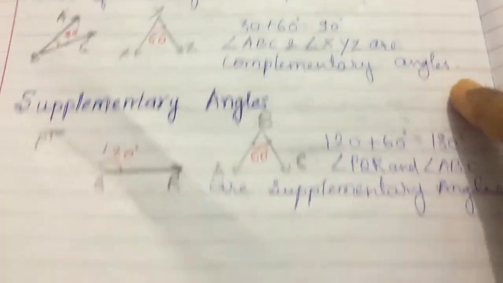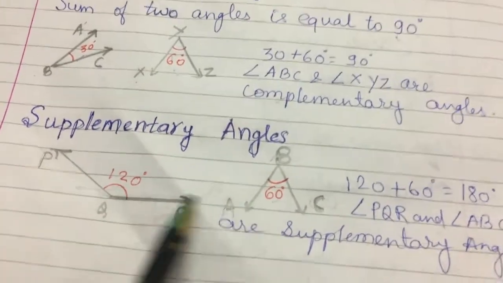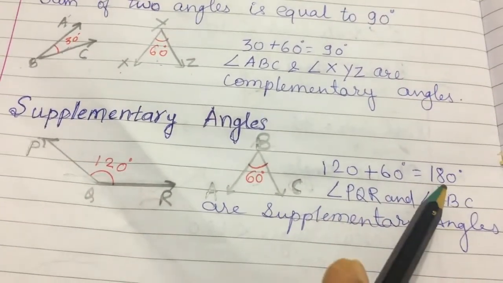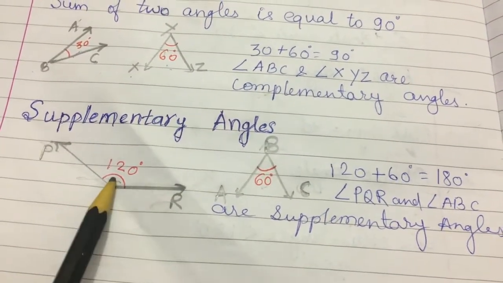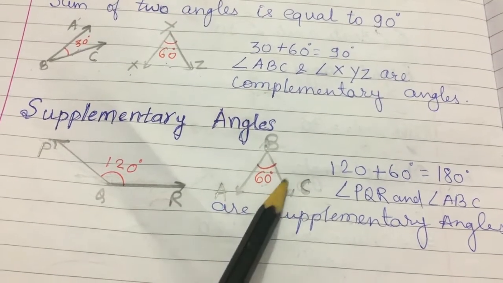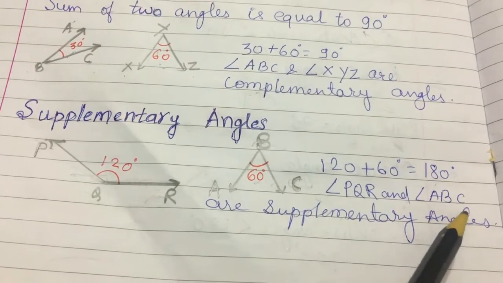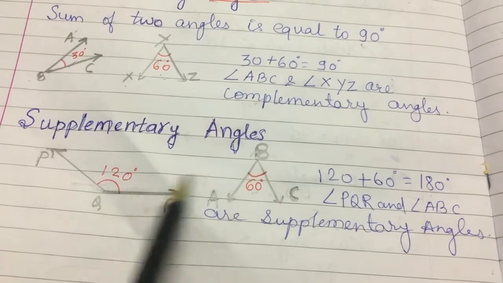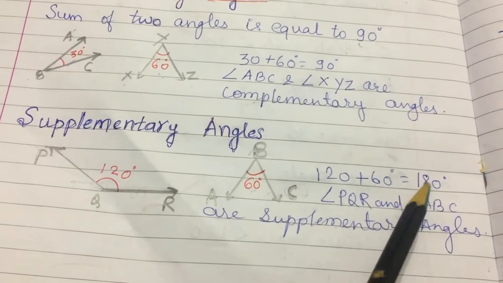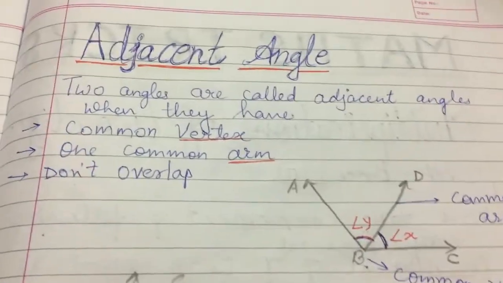Next we will see about supplementary angles. Again, the sum of the two angles should always be equal to 180 degrees. So here I drew PQR as 120 and ABC as 60 degrees. So angle PQR and angle ABC are supplementary angles. Why? Because when I add these two, I get 180 degrees. Now the last topic is the adjacent angle.